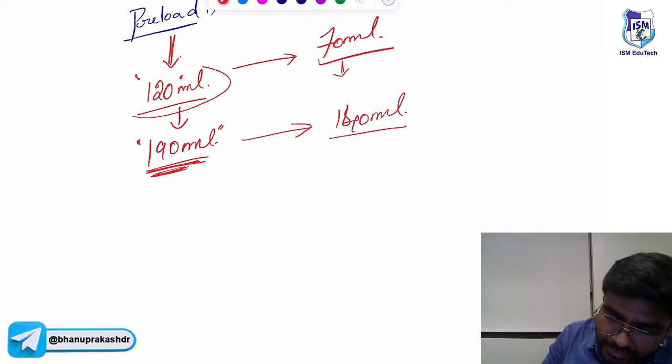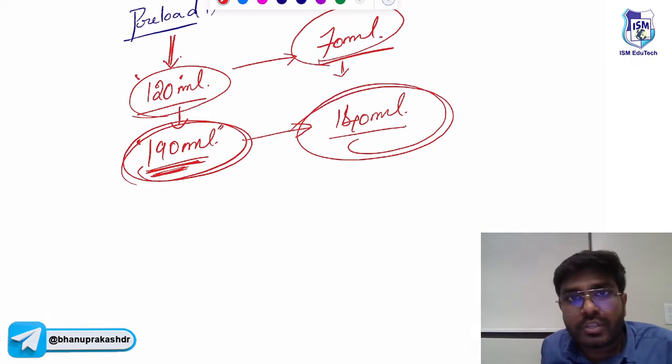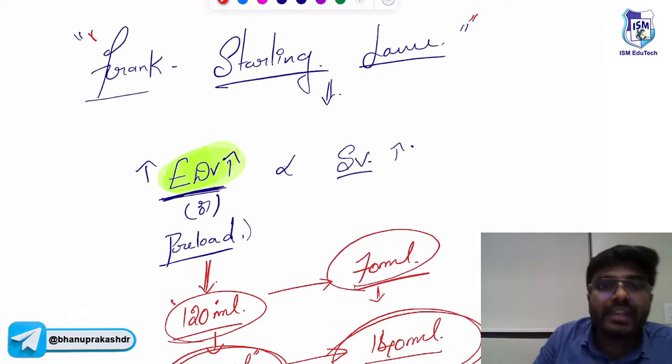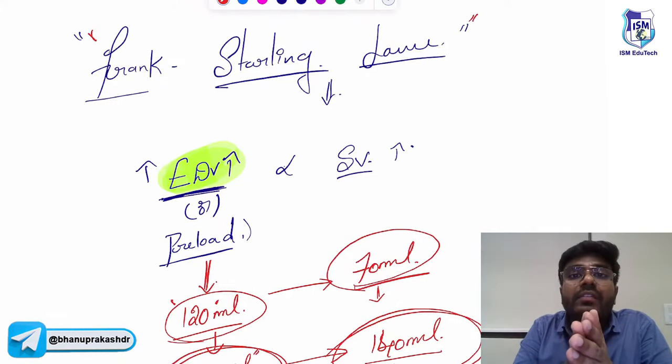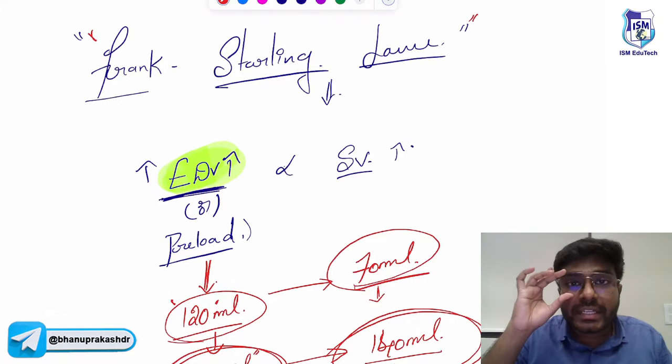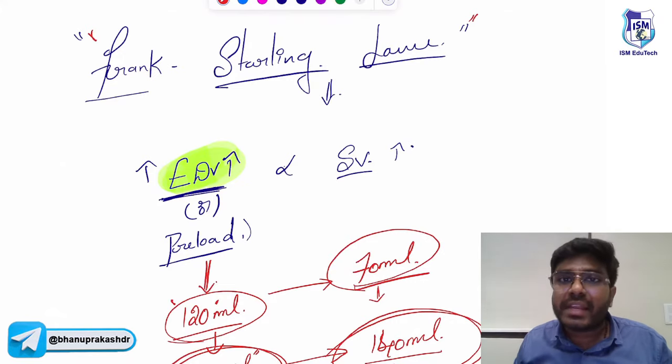Means, if you increase the end-diastolic volume, automatically stroke volume also increases. This law is called the Frank-Starling law. The more blood you put into the heart, the heart will contract more powerfully to eject more blood out. This is called the Frank-Starling law.